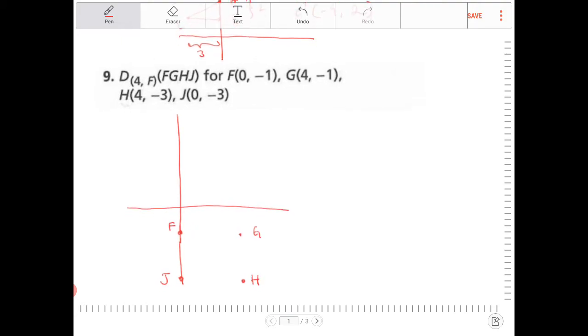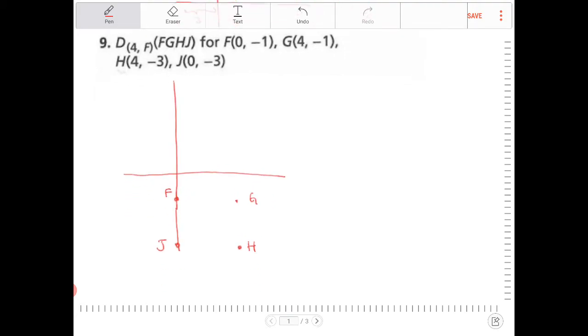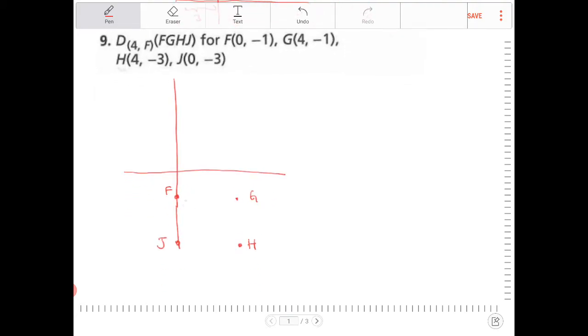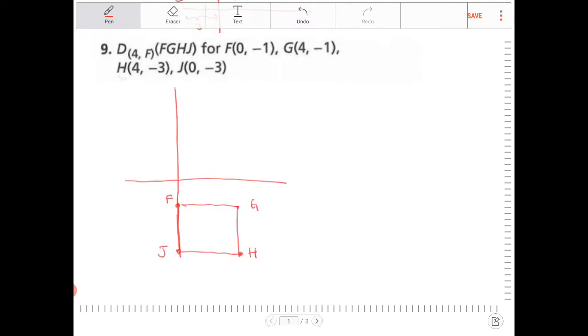Okay, and we're dilating by a factor of 4 over point F. So I'm just going to note that G here is (4, -1), which means F to G has a length of 4. G to H has a length of 2. Okay? So why is that important?